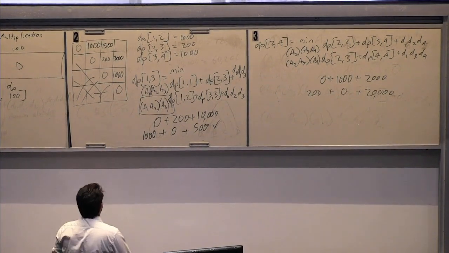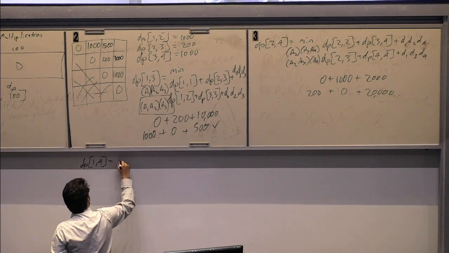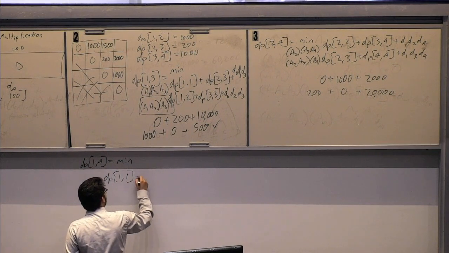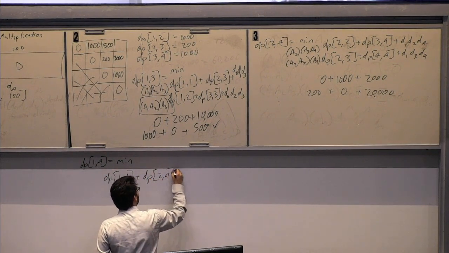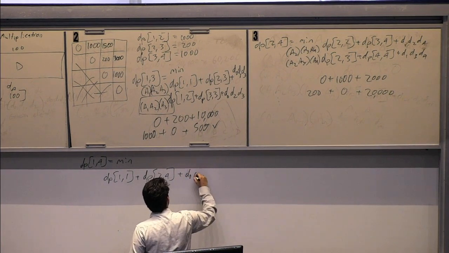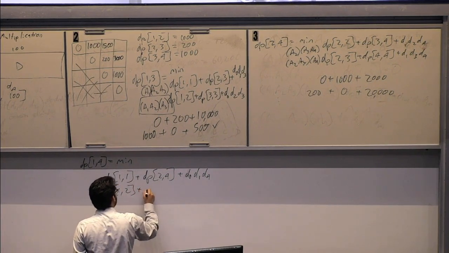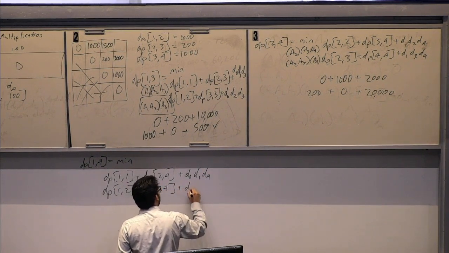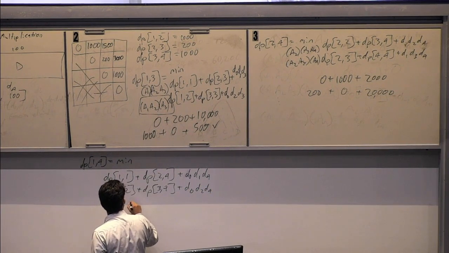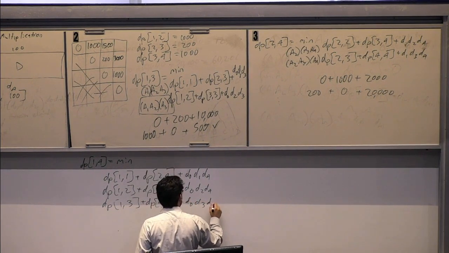And it's going to be the final answer, which is DP of 1,4. DP of 1,4 is going to be equal to the min of, now we don't have two options, we have three options. It's going to be DP of 1,1 plus DP of 2,4 plus D0, D1, D4. Then we're going to have DP of 1,2 plus DP of 3,4 plus D0, D2, D4. Then we have DP of 1,3 plus DP of 4,4 plus D0, D3, D4. Right. We're going to take the min of those three things.